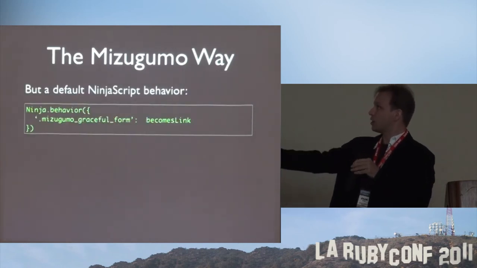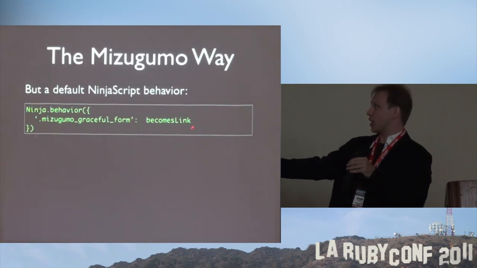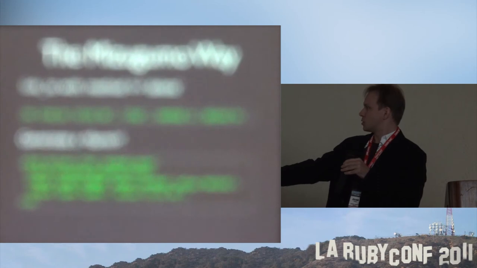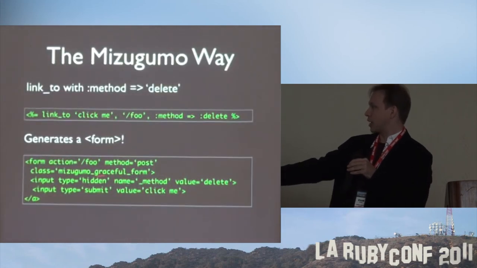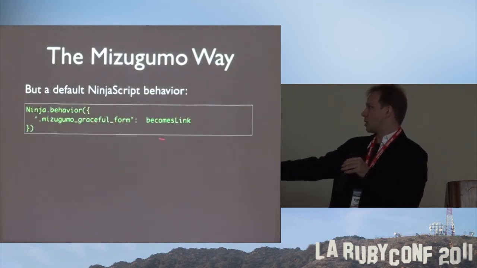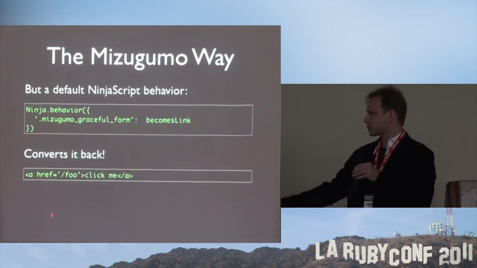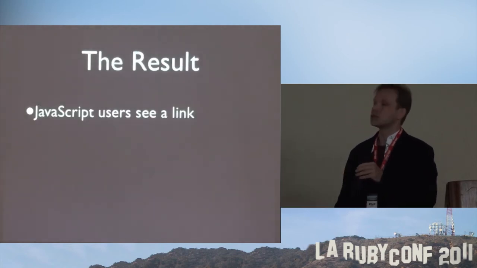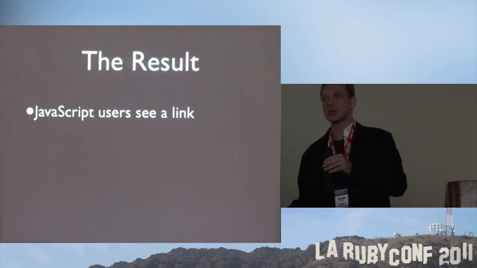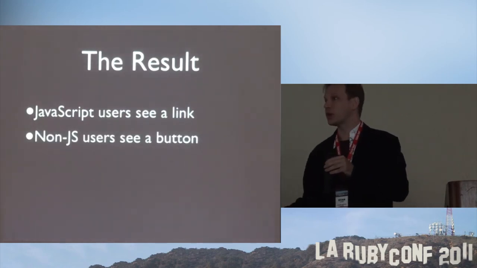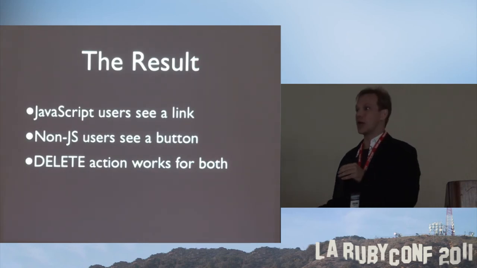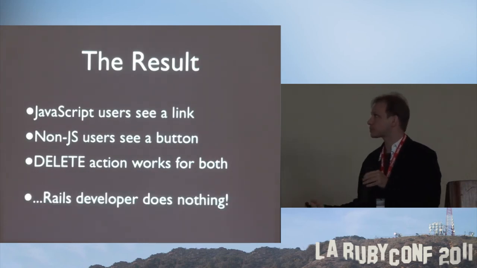And then we've got a default NinjaScript behavior that goes in your application JS that looks for this class that we had and converts that to a link. So you get this when JavaScript is on. So the result, JavaScript users see a link, non-JavaScript users see a button, but delete works in both cases, and you as a developer haven't had to do anything other than install the gem.